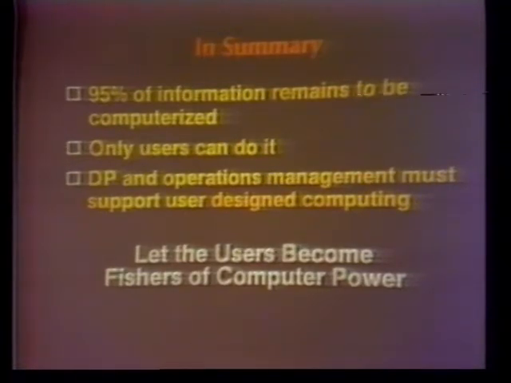In summary then, we've got a lot of information to be computerized out there yet. This whole invisible backlog that I call real control information is mostly to be computerized yet. Only the users can do it. There's no way we could hire enough people, or we couldn't even hire enough spec writers to write all the specs to explain all the things we'd like to do. So this is the only way.